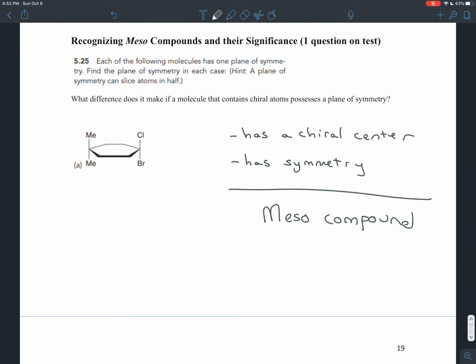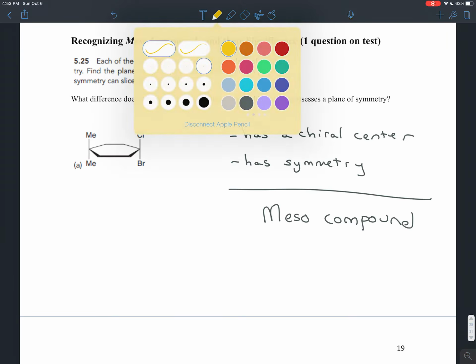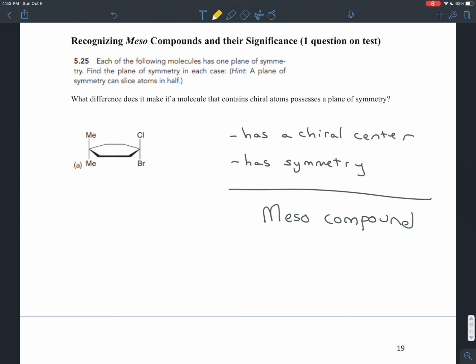And the difference that makes, it says, what difference does it make if a molecule that contains chiral atoms possesses a plane of symmetry? The difference that it makes is that the molecule as a whole is not chiral if there's a plane of symmetry, and so the molecule as a whole does not come in two different versions. So here we can get some practice just recognizing the planes of symmetry.